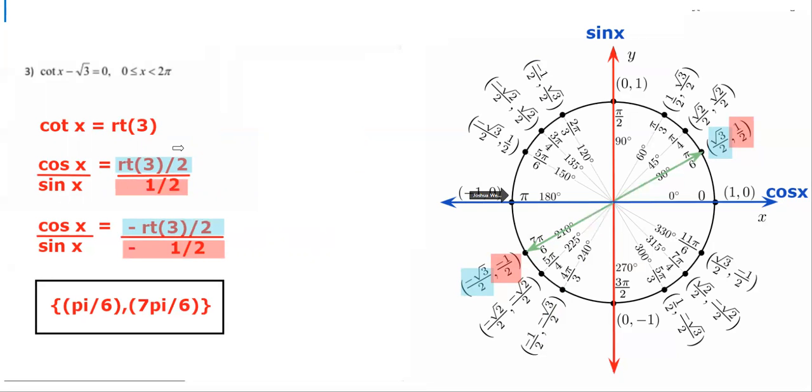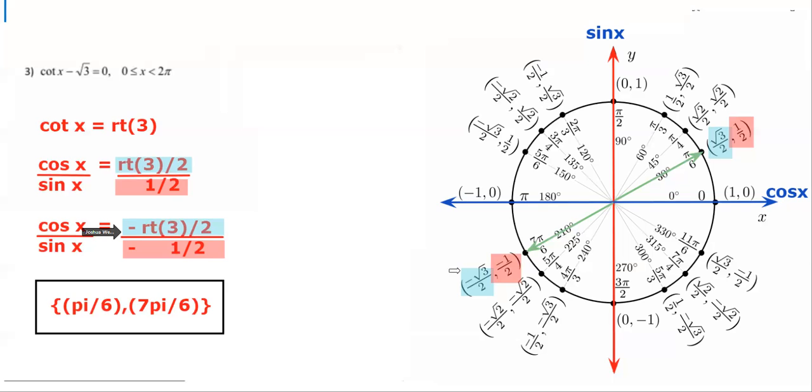Well, the tangent is sine over cosine, so the cotangent is the reciprocal. It's cosine over sine. Here on the reference wheel, we have that ratio, the square root of 3, if we have the cosine square root of 3 over 2 and the sine 1/2. If you set that up, multiply top and bottom by 2. Now we have the cosine is the square root of 3 and the sine is 1. So that is equal to the square root of 3.